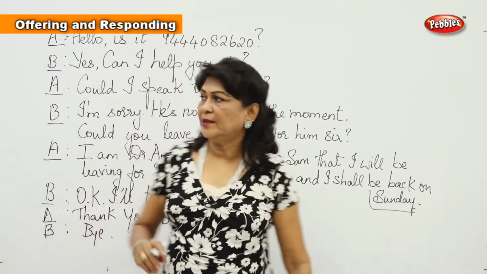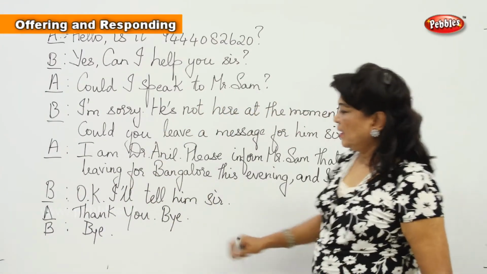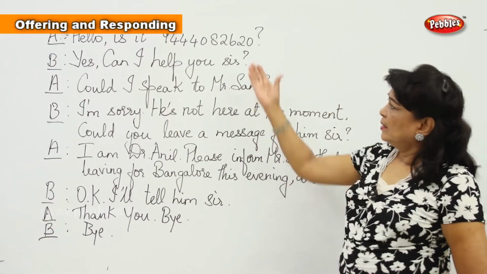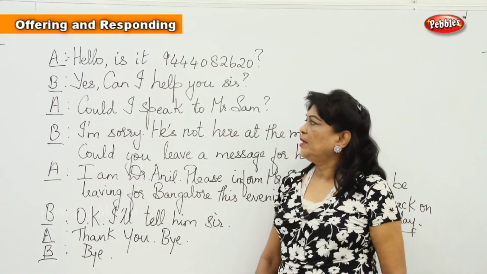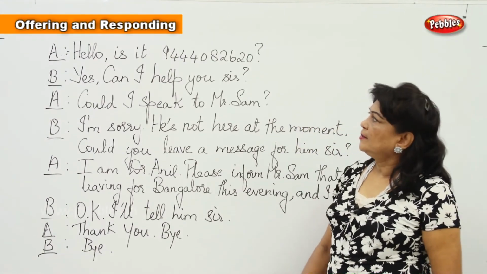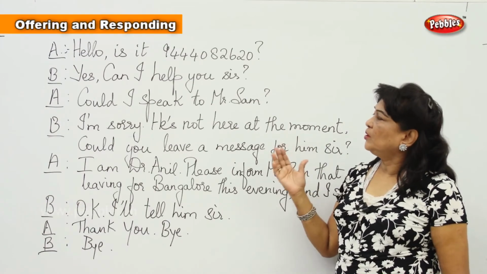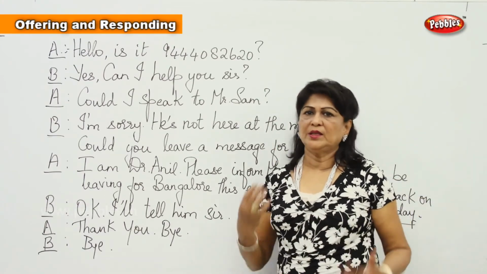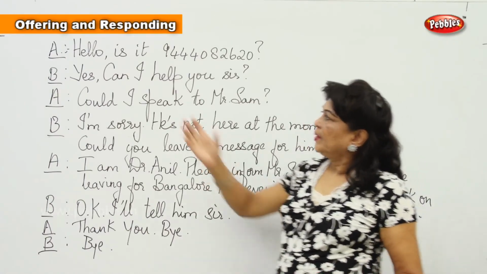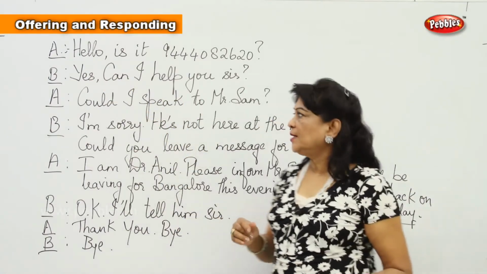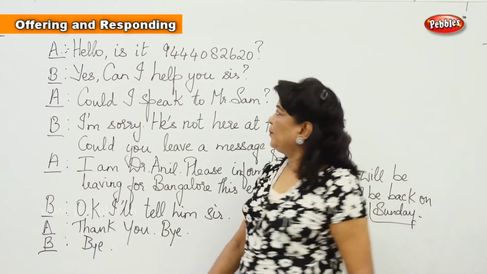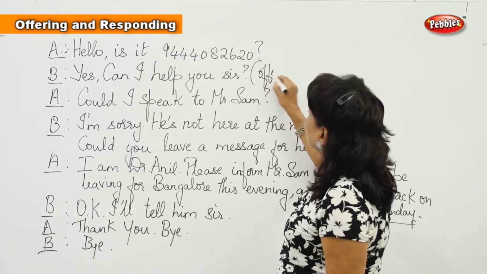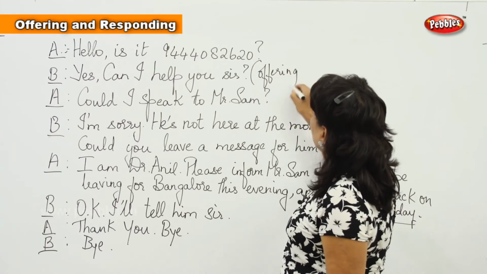Okay, if you see this, we find a telephonic conversation between A and B, and A calls up and says, is it 9444082620? So he is just checking whether he is calling the right number. And B takes up the phone and says, yes, can I help you, sir? So this is offering help.